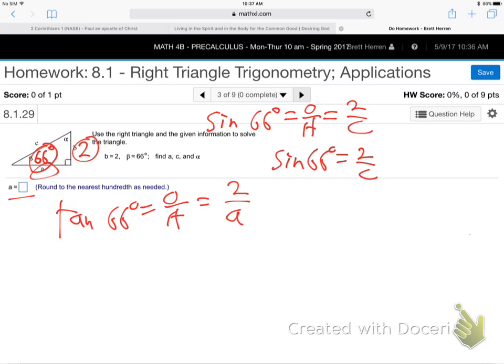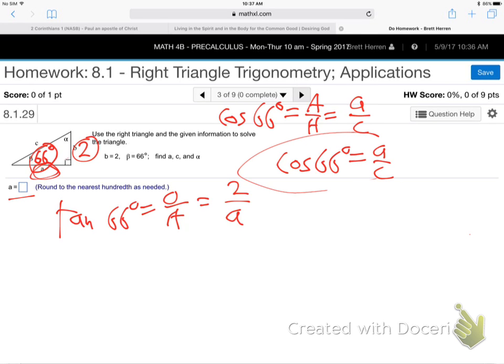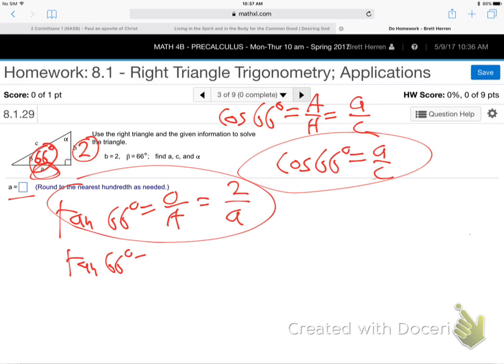Now, you might say, okay, I see that sine's not a good plan, because I want the a. But how about cosine? Cosine would involve the a, but that's not a good plan either. Cosine of 66 being adjacent over hypotenuse. What's the adjacent? Well, there's my little a. What's the hypotenuse? I don't know. See the problem? You'd have two unknowns. I don't know a, I don't know c. I can't do anything with that. Tangent's the way to go, because with tangent, you only have one letter that's unknown, and you can solve for it.